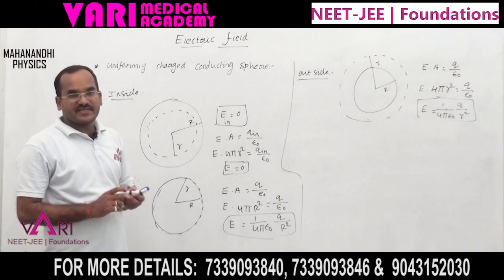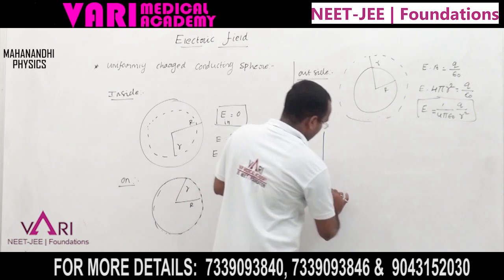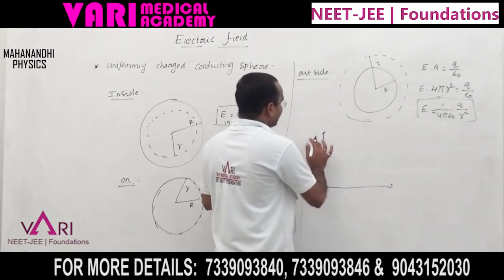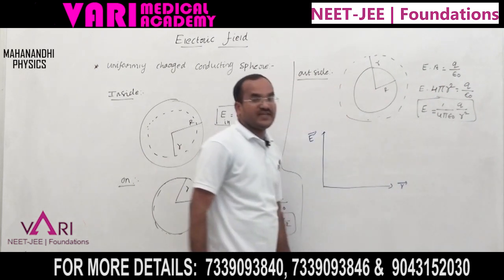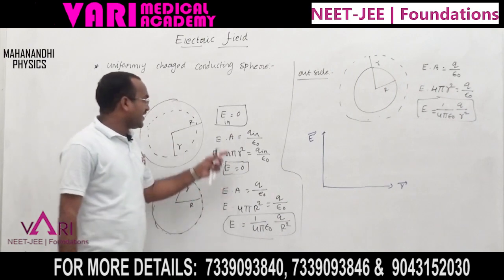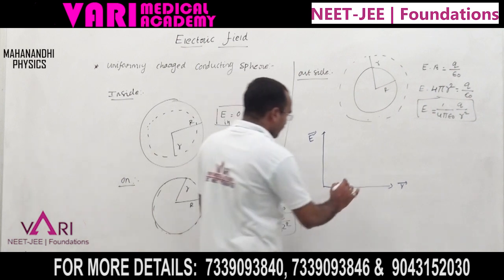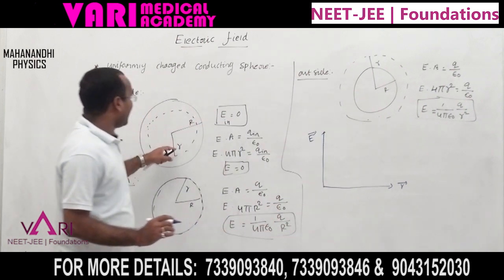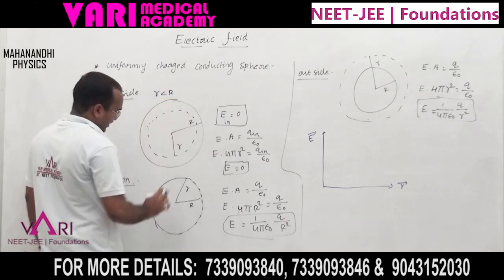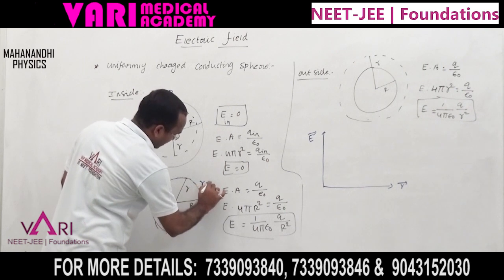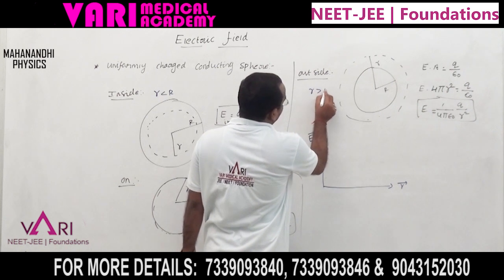Now the graphical representation. The y-axis is the electric field and the x-axis is the radius of the Gaussian surface. Inside, the electric field is 0, where small r is less than capital R. Then r equal to R on the surface, and outside means r greater than capital R.